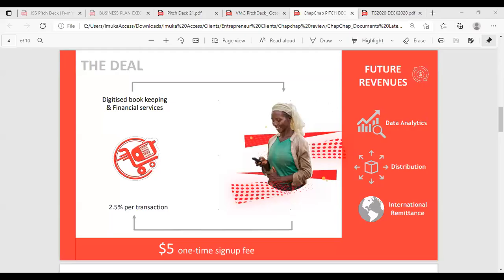Are you seeing this? This is a deal. This is an app. They digitize bookkeeping services for merchants and shop owners, and they make 2.5 per transaction, and they have a one-time fee of $5, which is like 20K. So this is a software, an app, and that's what they do. Let me share another one.